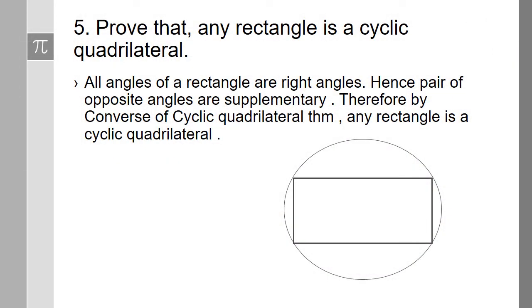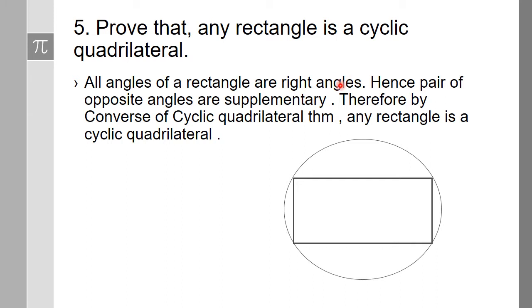Okay, so this is the 5th question in your practice set. First, let's take the pointer and then start. Here we need to prove that any rectangle, in general, is a cyclic quadrilateral. This is a very simple question. We just need to remember the very simple property of a rectangle, and the rest follows by the cyclic quadrilateral theorem.